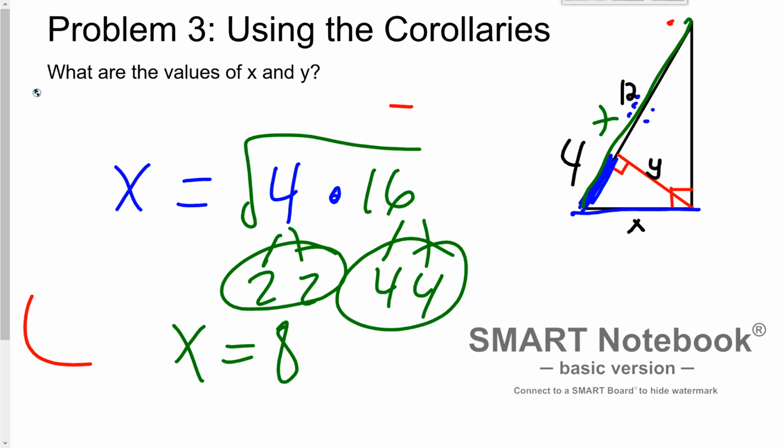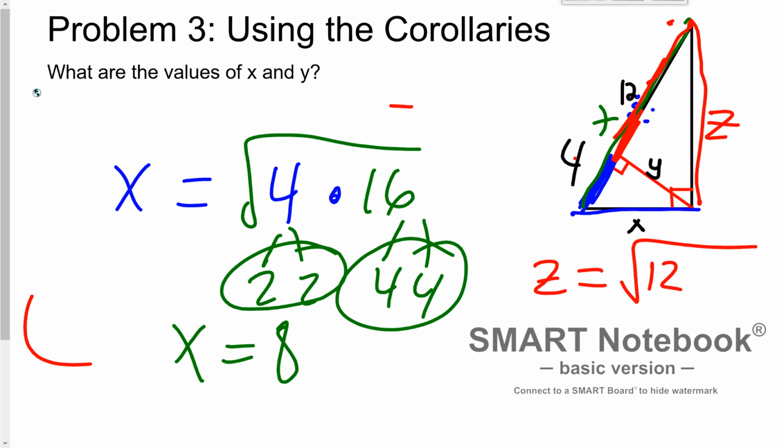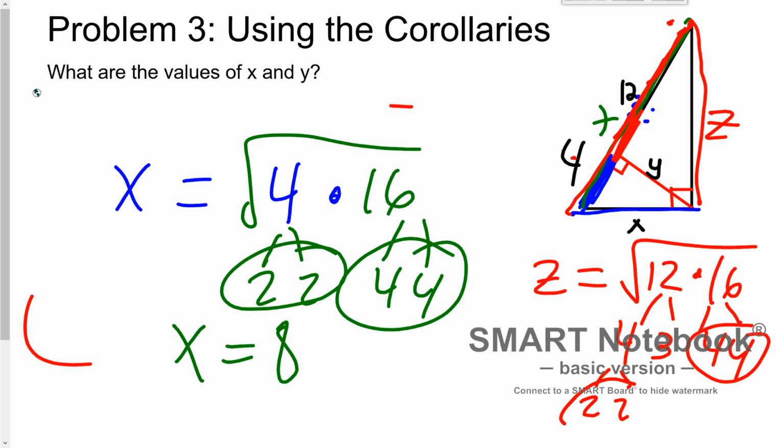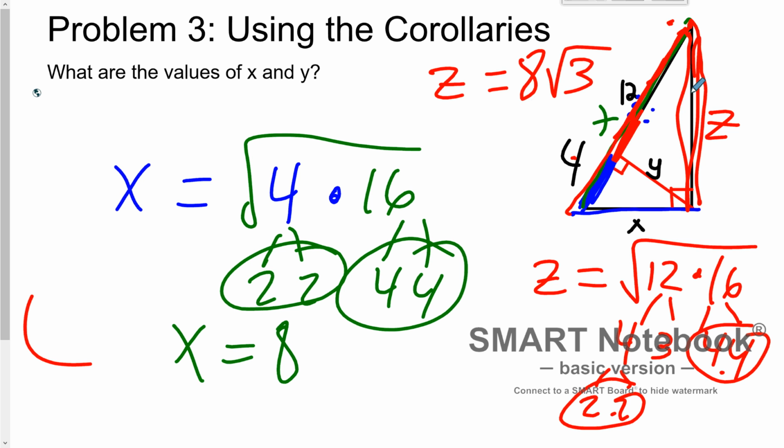Then say if I wanted to find, say, this one, let's say that z, well, corollary 2 works the same way, except what's connected with z is this segment right here, 12. So if I want to find z, then I'd find the geometric mean between 12 and the whole hypotenuse, which is, again, 16. So I break down 16, we know, is 4 and 4. Here we got a pair. 12 is 4 and 3. 4 is 2 and 2. So pair of 2s, pair of 4s. So z is equal to 8 square root 3, which you can see is bigger, right? 8 and 8 square root 3. This one's bigger because this side is bigger than this side.